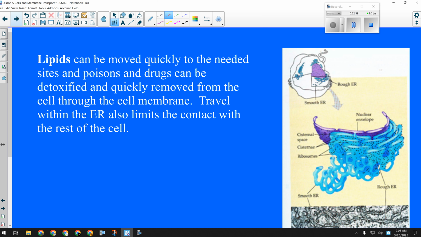All right, so this is just more about the lipids here. Lipids then can get moved quickly to the cell membrane. That's usually where they're needed.